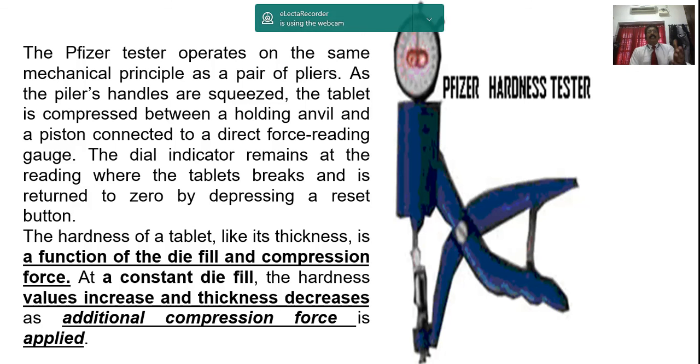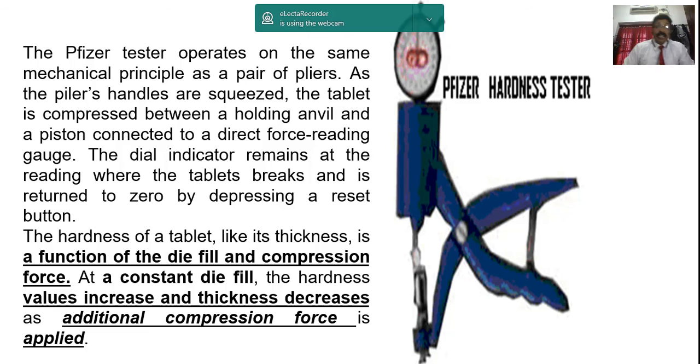And now you see the Pfizer type also uses the same method. Only thing is it has a gauge over it, and the Pfizer tester operates on the same mechanical principle of a pair of pillars. As the pillars handle and squeeze the tablet and compress it between them, holding it in position connected to a direct force reading gauge, the dial indicator remains at the reading where the tablet breaks, and it returns to zero by depressing a reset button.